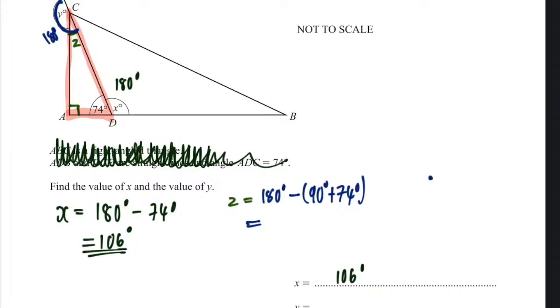16 degrees. So we have found Z by saying 180 for the triangle, then we remove this 90-degree angle and the 74, then we got 16 degrees for Z. Now we know that the angle on a straight line, the whole angle, is also 180 degrees. So to get Y, you would say 180 degrees minus 16 degrees for Z. What do you get? You get Y being 164 degrees.